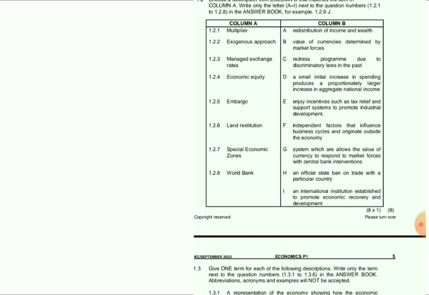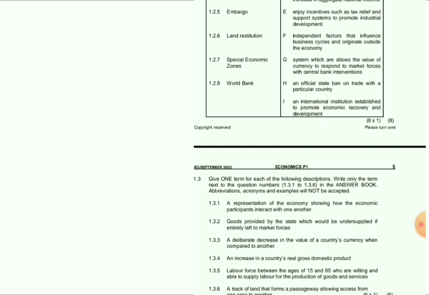1.2.8, World Bank. Is it straightforward, guys? Obviously, I think it's straightforward. An international institution established to promote economic recovery and development. So what are we left with here? 1, 2, 3, 4, 5, 6, 7, 8. So obviously that means embargo is actually H, which is the one that's left. H, an official state ban on trade with a particular country. That's 1.2.5, the one that we skipped.